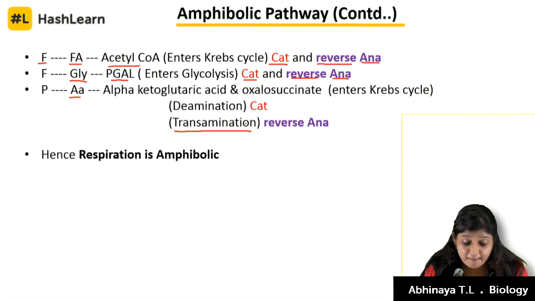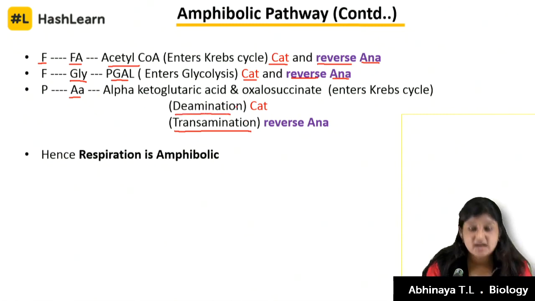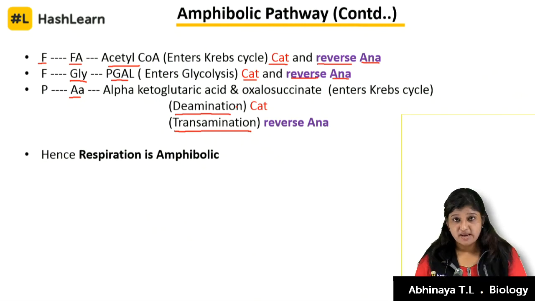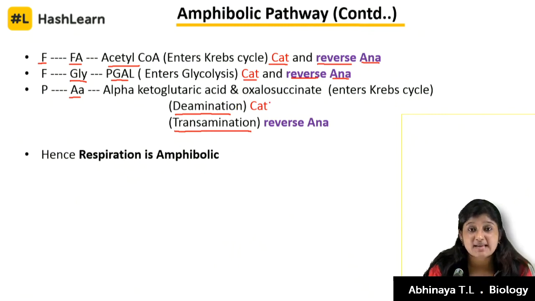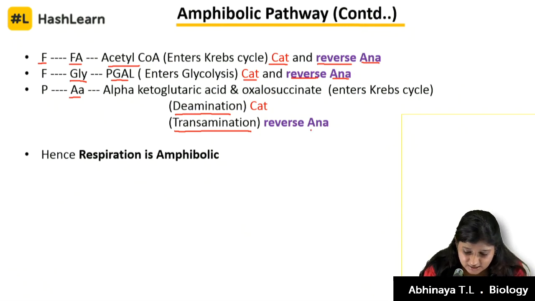Amino acids are formed, and they undergo deamination through catabolism. That is, when an amino acid has to break down, it undergoes deamination. When it has to form back, it undergoes transamination. Okay, keep a note on all this. Catabolism is the breakdown, and in the reverse direction, anabolism is taking place.